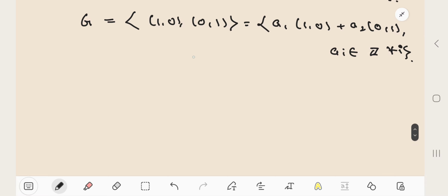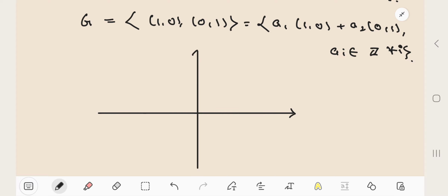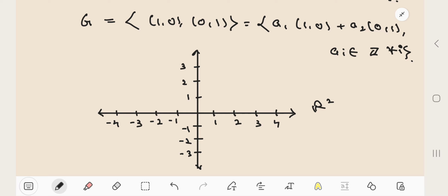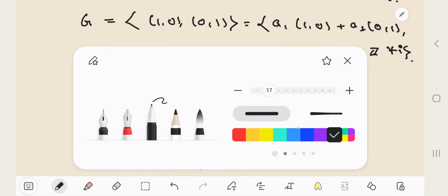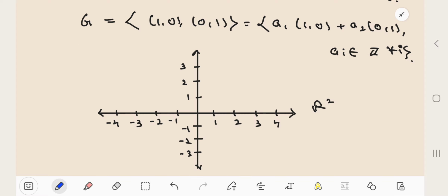Okay, so how can we simply picturize this? Suppose this is your R2, and let me give some grids here. Suppose this is 1, this is 2, this is 3, and this is 4. This is 1, 2, and 3, let's say. Then I have here -1, -2, and -3, and here -1, -2, -3, and -4, right?